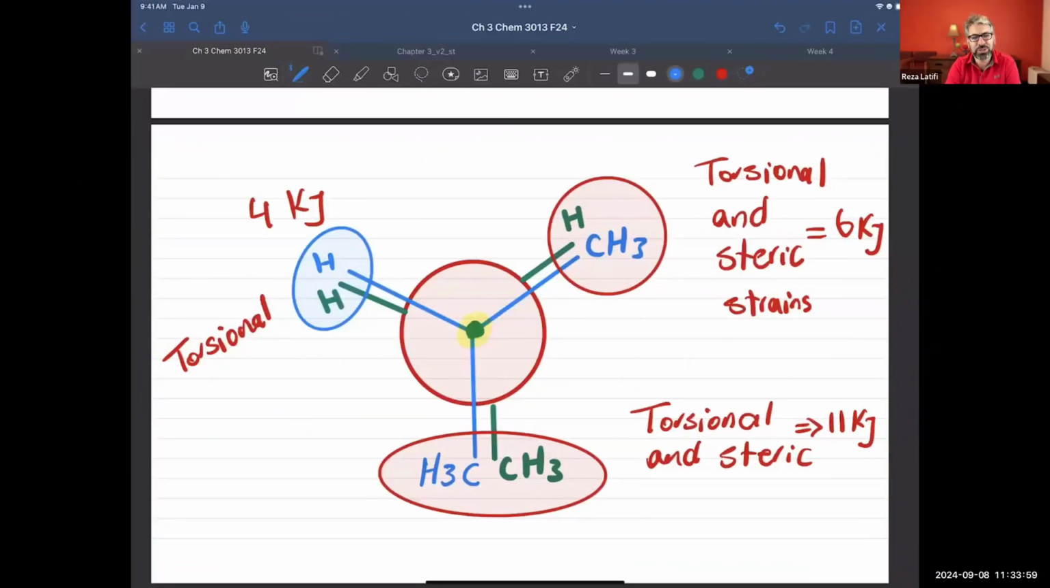Welcome back. Last lecture, I showed you the torsional and steric effect in molecules like ethane and propane. We said that in an eclipse conformation, when two hydrogens are facing each other, the system will be unstable by 4 kilojoule. If you replace one of the hydrogens by methyl, that's going to cost the system 6 kilojoule. And if you have two methyls facing each other, it will be 11 kilojoule unstable.